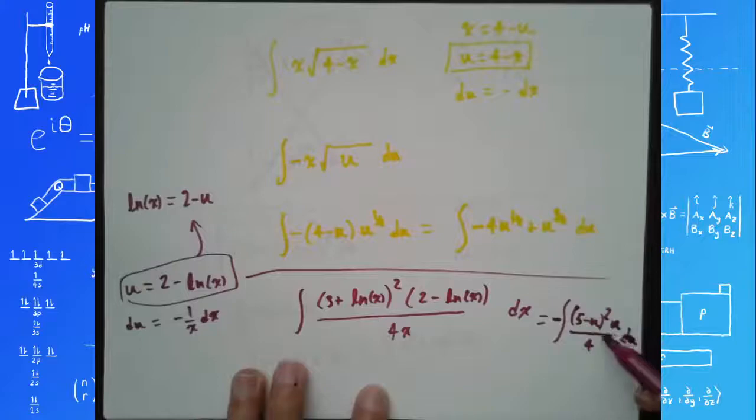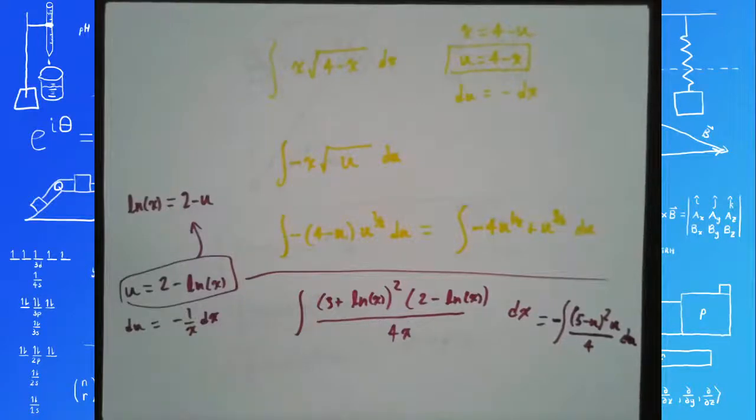And yeah, FOIL 5 minus u squared, distribute u over that, and I guess you can factor out the 1 over 4, pull it out of the integral. That's what I would do just to keep things clean and organized. And the rest is just power rule from there and resubstitute back in for u. Okay, so there we go. That's back substitution. You rarely have to use it, but remember that it's there.